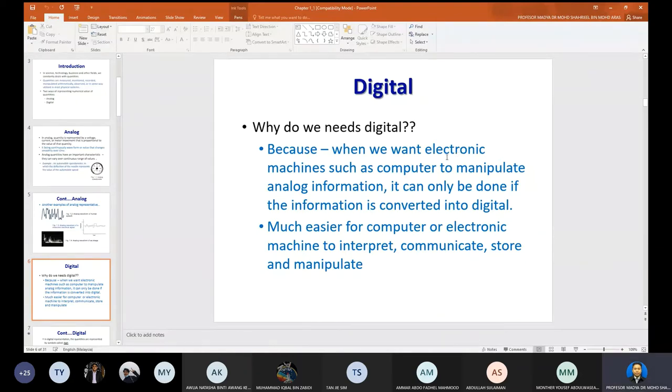For example, in my previous research, I bought the IMU. IMU we call the inertial measurement unit. This sensor measures the movement of the robot. Before this, I used the analog one. The price is around 100 something, and it only has 3 degrees of freedom. The movement for this sensor only allows 3 degrees of freedom.